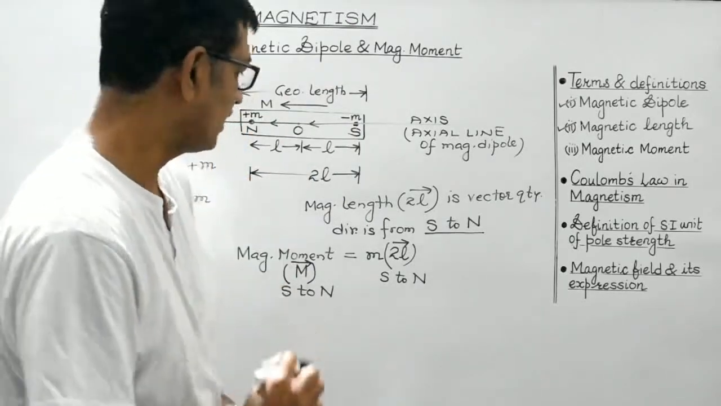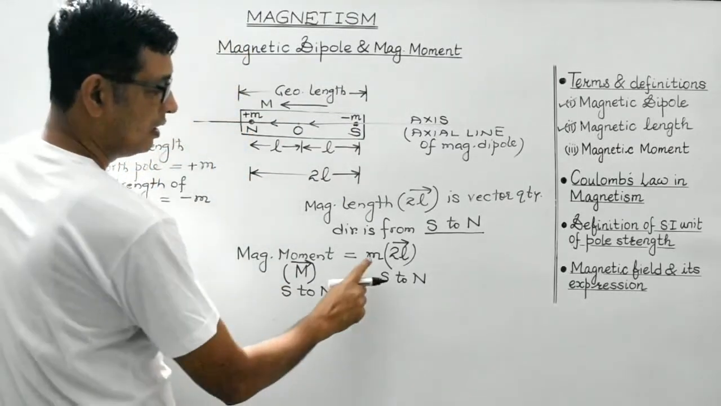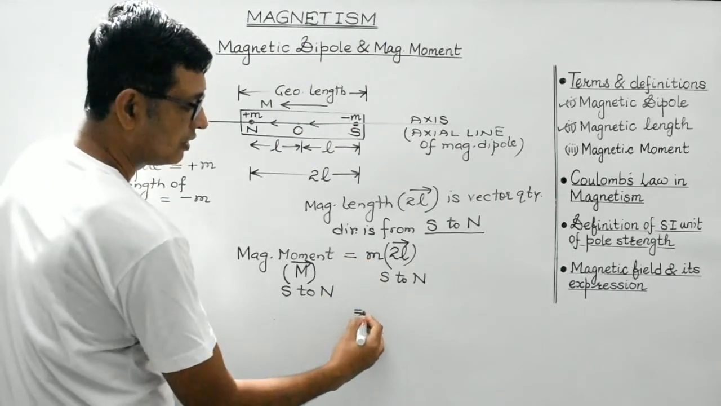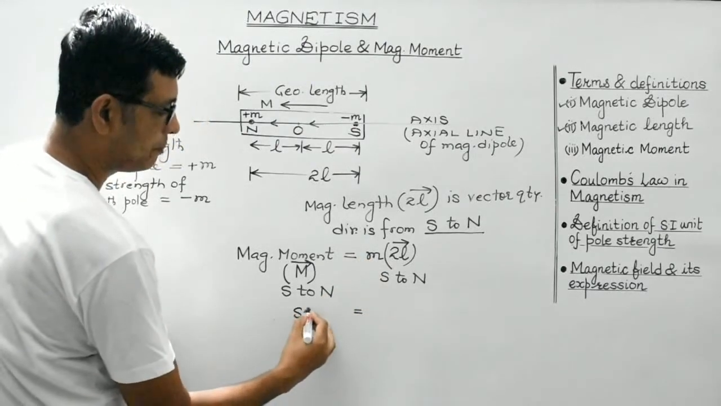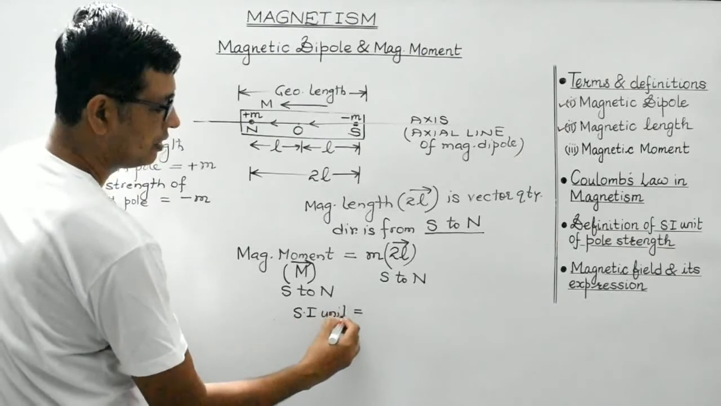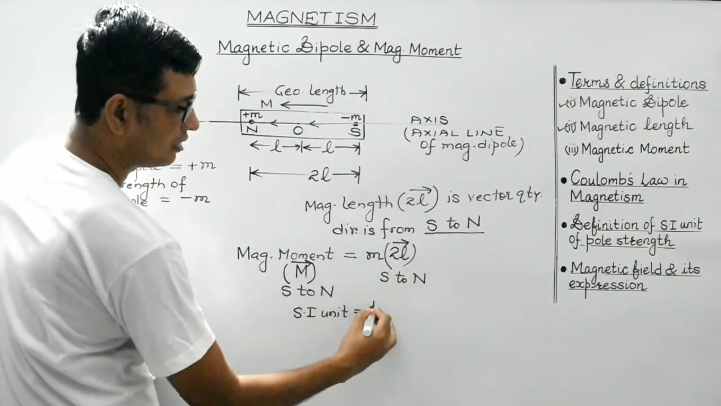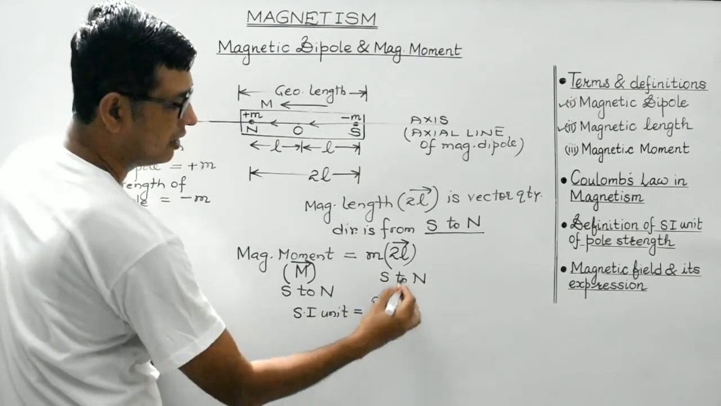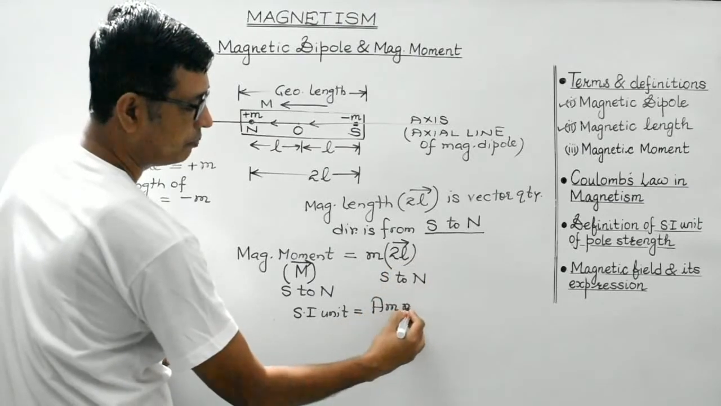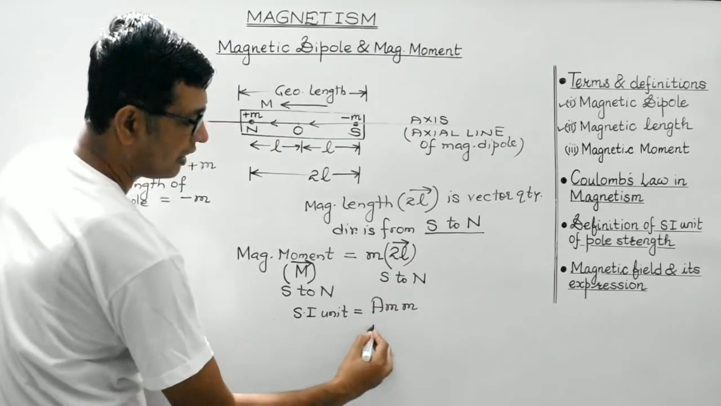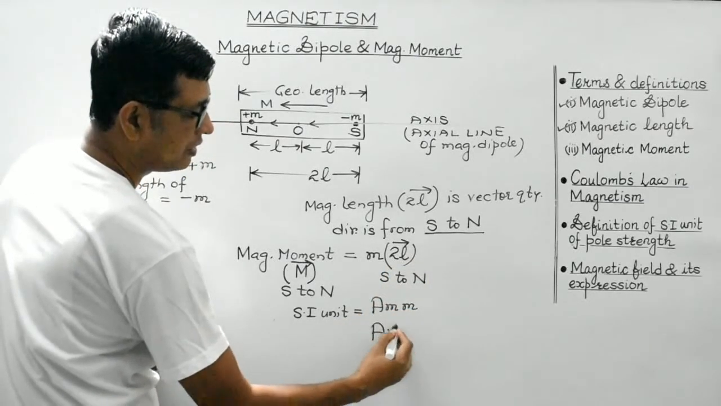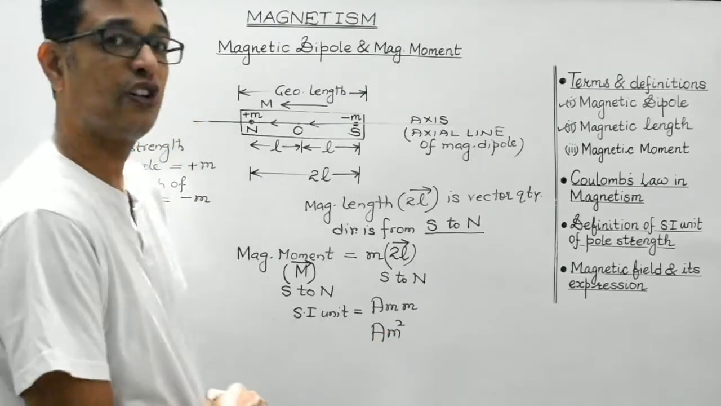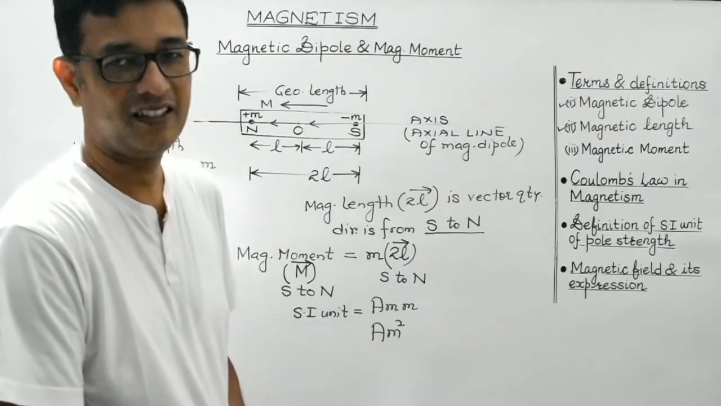So what about its SI unit? The SI unit of pole strength is ampere meter, and the SI unit of length is meter. So what do you get? Ampere meter square. This is the SI unit of magnetic moment.